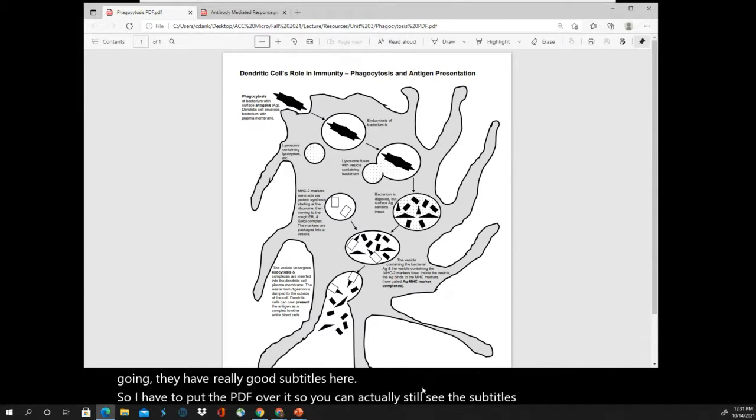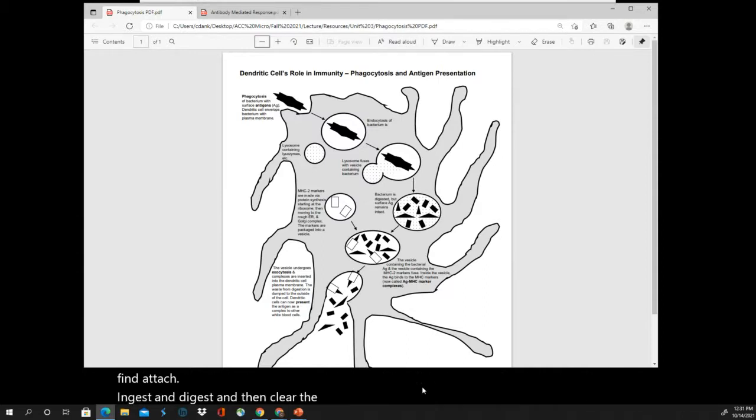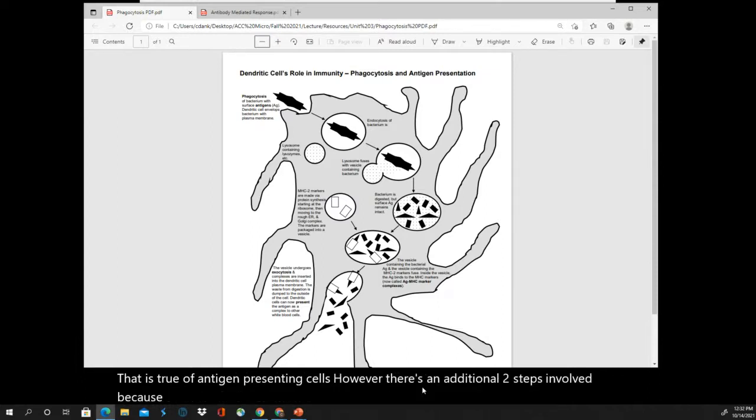Anyways, I digress. So we talked a lot about phagocytosis before and how the main goal is for the phagocyte to find, attach, ingest, and digest, and then clear the pathogen. Well, that is true of antigen-presenting cells. However, there's an additional 2 steps involved because an antigen-presenting cell is going to do what the name implies. It's going to present antigen, and it gets that antigen by digesting the pathogen, okay?